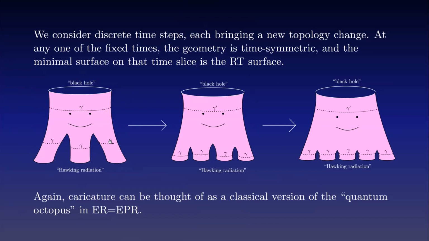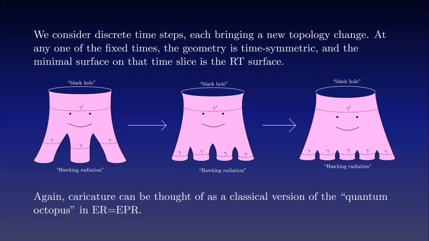It's a totally geodesic slice. And then we have this admittedly ad hoc time evolution in which the next black hole has now evaporated one more Hawking quantum. And as a consequence of that, our alien needs to get a new pair of pants. So now we have 4 exits to the wormhole, and afterwards we have 5 exits in this wormhole. And again, this is really inspired by ER equals EPR. It's just a classical caricature of the quantum octopus.